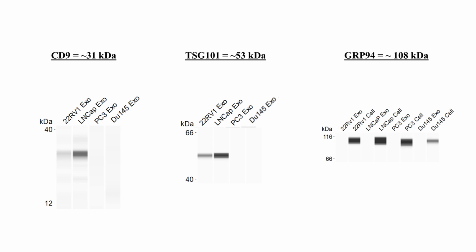To ascertain if the isolation technique using ExoQuick reagent is comparatively efficient to the more established method, exosome purity was assessed by the absence of the endoplasmic reticulum (ER) protein marker, GRP94. GRP94 protein was detected in the cells but not in the exosomes from all cell lines. This indicates that the precipitation technique using ExoQuick reagent produces clean exosomes.